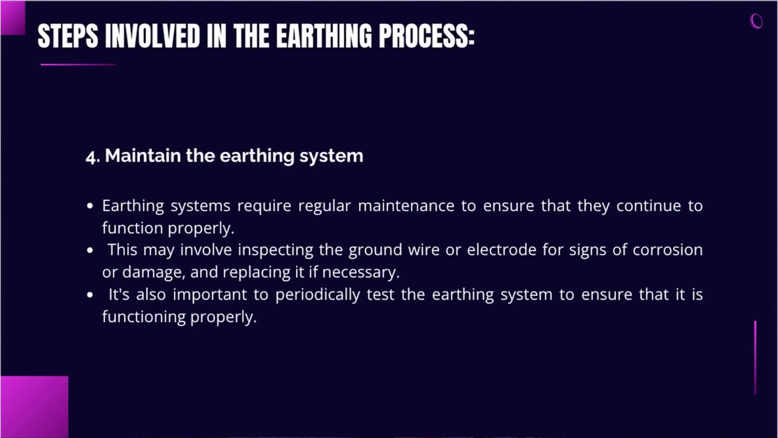It's also important to periodically test the earthing system to ensure that it is functioning properly. Overall, the earthing process consists of establishing the location, the type of earthing system, and then installing, testing, and maintaining it. By taking these actions, you can be sure that your system is working perfectly and you are out of danger in any electrical hazard.